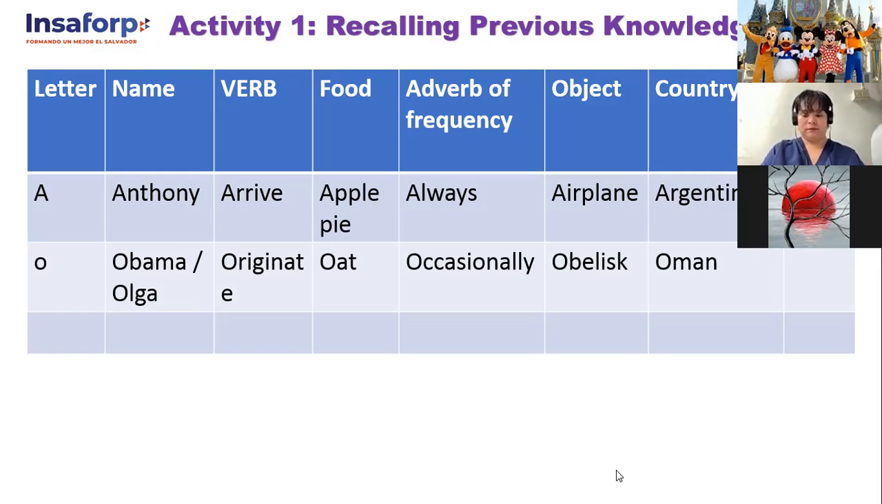How many points? I want to see in the chat. What is 1 point, the name? Bird, 2 points. No, no, no. If you had the same as your classmates, you only had 5 points for each one. If your classmates did not have the same word as you, then it is 10 points. For example, with the letter O, nobody had the same as me, right? So I got 10, 20, 30, 40, 50. Oh, yes, Oman. 55 points. Yes, teacher, 55 points.